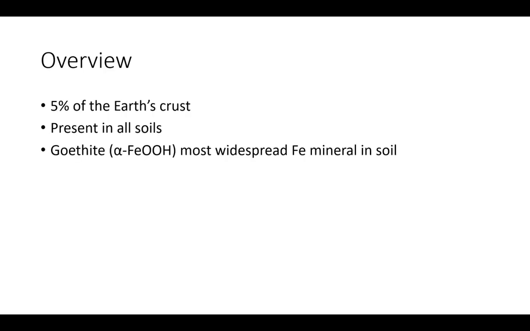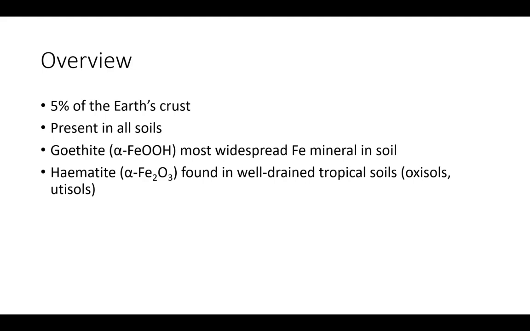Goethite, which is alpha-3 iron oxide hydroxide, is the most widespread mineral in the soil. Hematite, which is an alpha iron 3 oxide, is found in well-drained tropical soils, which are oxisols and eudisols. These have soils that have been around for a long period of time without having undergone a glaciation, which would have peeled away the upper layers down to the bedrock. So these soils tend to be very deep. They tend to be somewhat problematic at times in nutrients, but iron is found in them to a great extent.